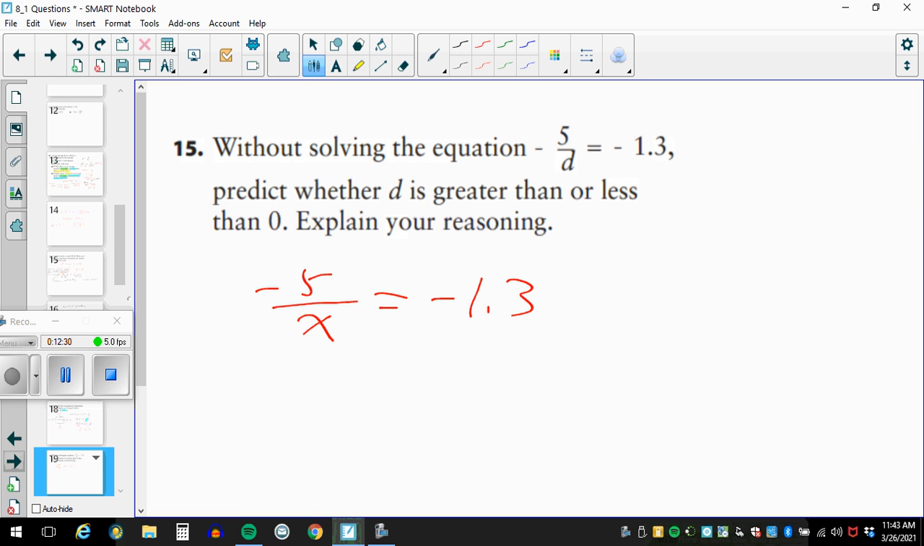So is it possible that the x value can be negative? It is not possible for the x value to be negative because if it was, this answer here would be positive. So therefore, we know that it can't be less than 0 because of integer sign rules, that the value of x must be greater than 0 because it has to be non-negative.